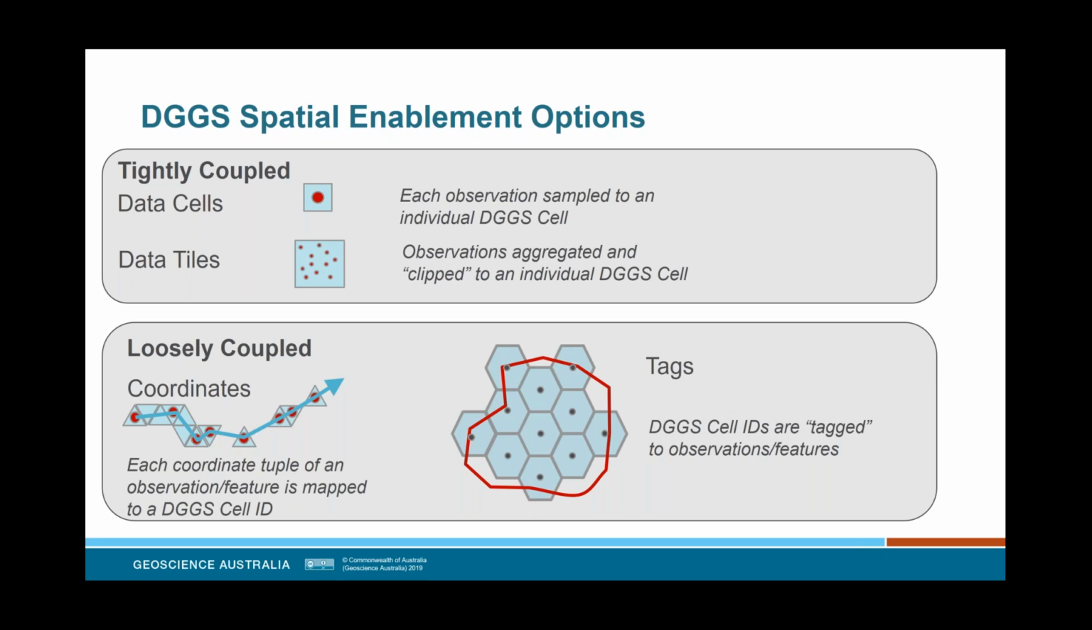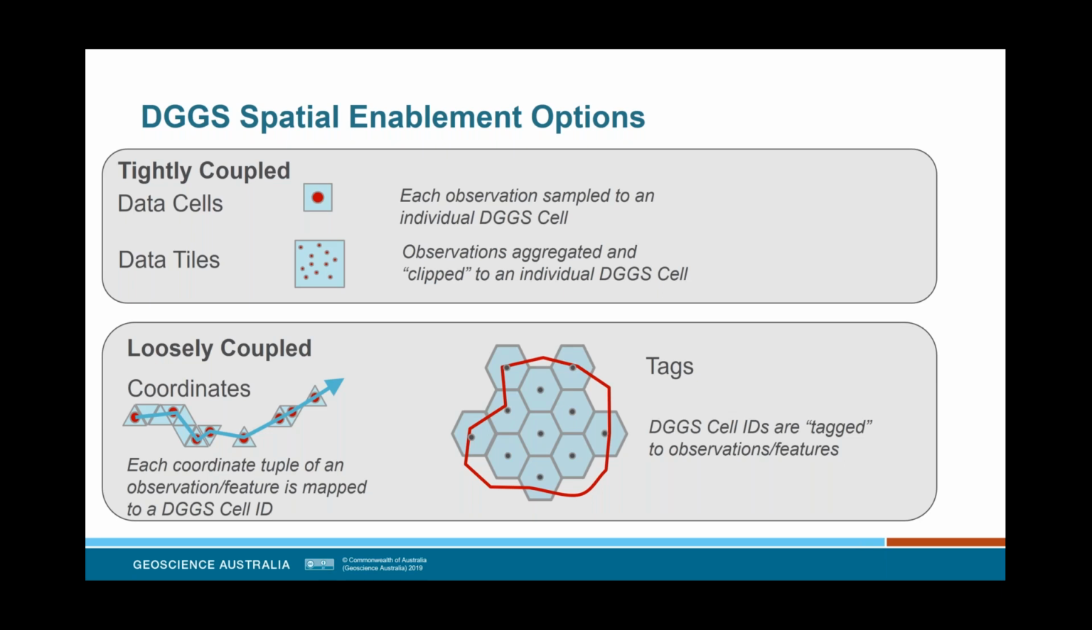and that allows you to easily take those little snippets and chunks of data and do work on them. And then there's loosely coupled, which is a more flexible approach, where you're saying, what are the key pieces of information that I want to reference to a DGGS?